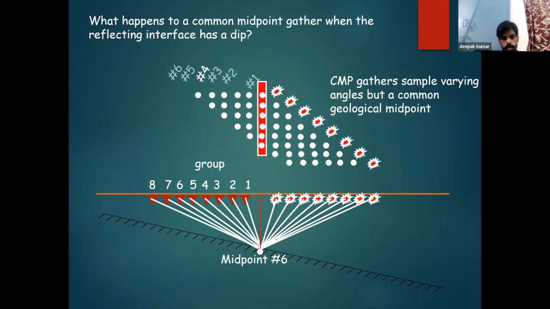So what happens for one particular position? There are n number of data points. That means this point has been sampled 8 times. So when we apply migration and the stack section, what will happen? It will give me the actual position of the reflector. Okay.